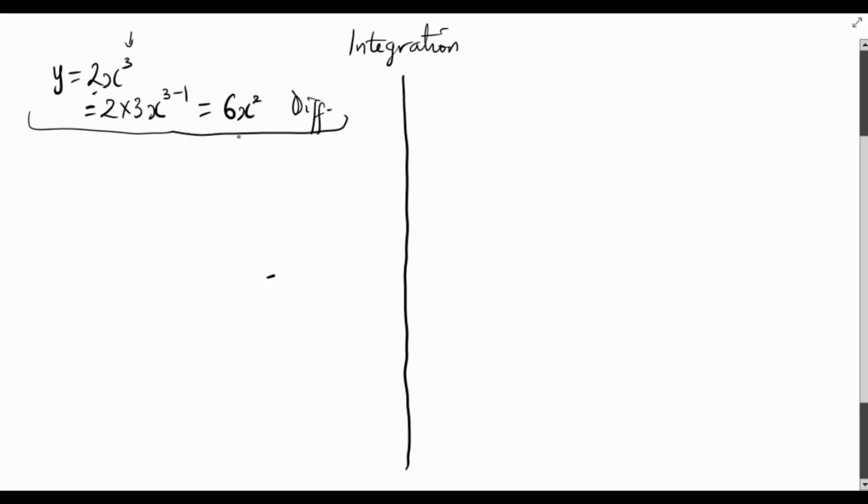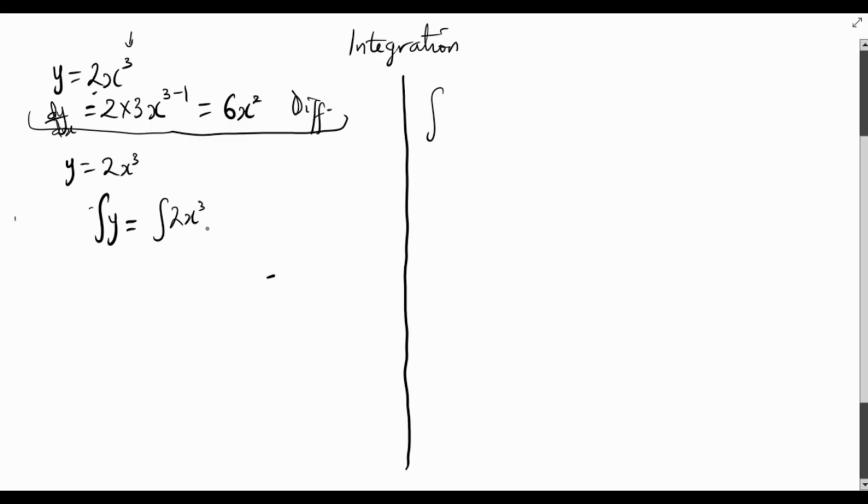So where you do multiplication in differentiation, you do division. Where you do subtraction in differentiation, you do addition. So it's the reverse. So if we had y equals 2x to the power of 3, in differentiation it's called dy/dx. For integration, sorry, when you're integrating y, we don't call it dy/dx, we use this symbol, the integral sign. So the integral of y equals the integral of 2x to the power of 3.